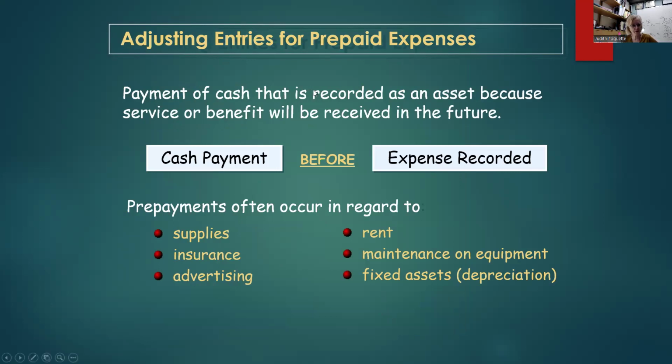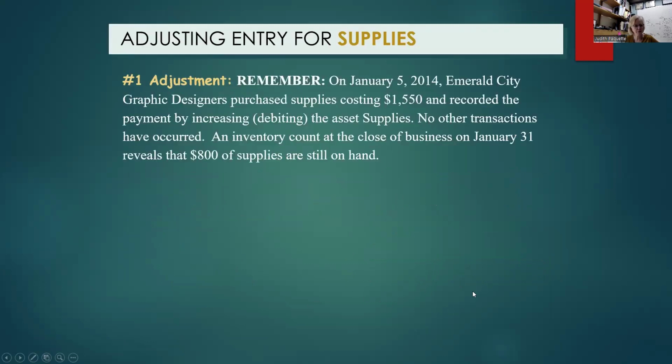Okay, so we'll do an example on prepaid rent and then we'll do an example on prepaid insurance. Okay. So things we buy ahead of time: supplies, insurance, could be prepaid advertising that's in the future. Definitely rent. You could buy a service contract on equipment and use it up slowly, and then fixed assets. Okay. So the first example is supplies. You bought 1550 and now you only have 800.